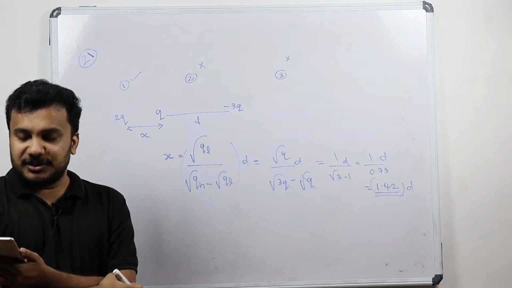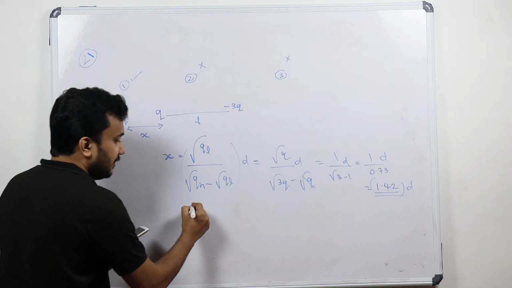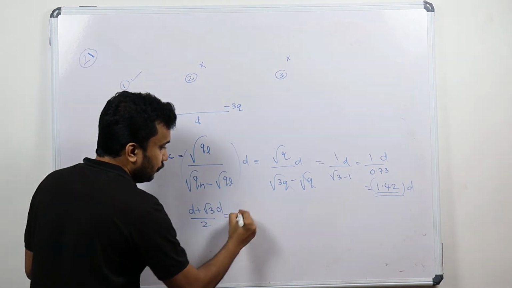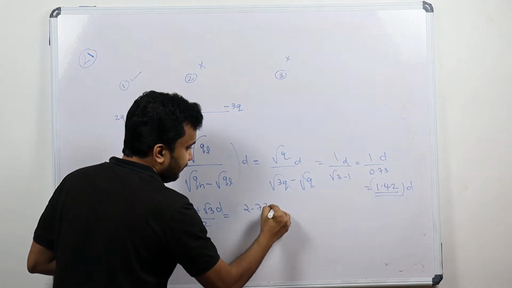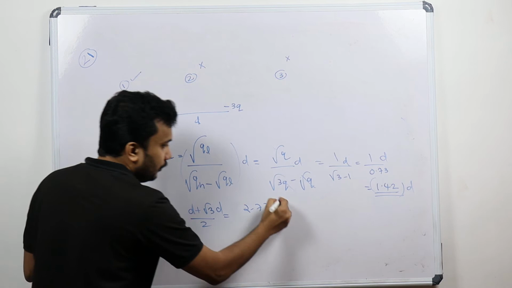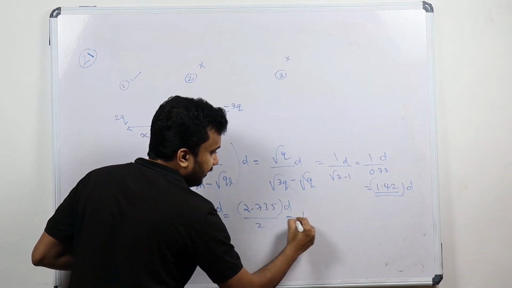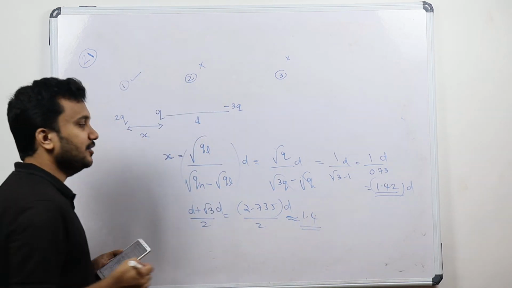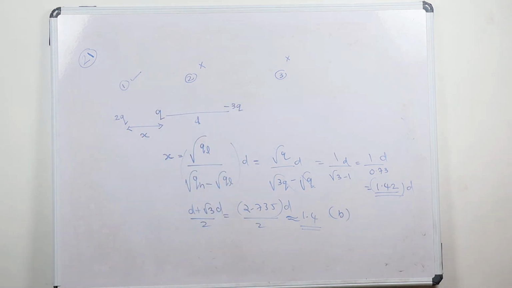So 1 plus 1.73 divided by 2. In option B it is given as D plus root 3 times D divided by 2, which means 2.73 or something like that, multiplied with the D, whole divided by 2. If you solve this, you will get 1.4 here also. So what is the answer for this question? Option B is the right answer for this question.